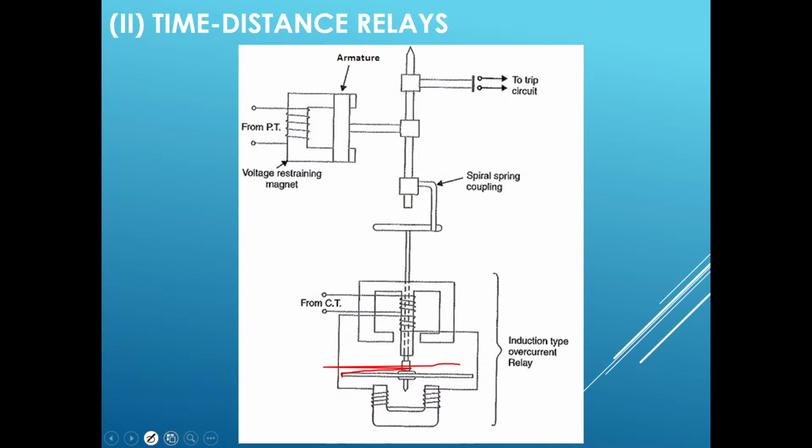I will take the laser instead of the pen. This is our E-shaped electromagnet. This is our U-shaped electromagnet. In between the E-shape and U-shape electromagnet, there is a disc which is free to rotate.